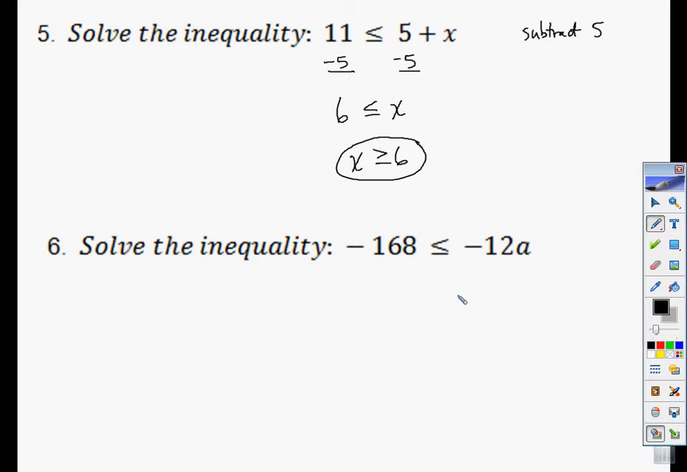All right, and our last example for objective 1, negative 168 is less than or equal to negative 12x. So I'm going to have to divide by negative 12. Oh my goodness, I'm dividing by a negative number. And remember what we do. Whenever we multiply or divide by a negative number, this inequality sign is going to change directions, okay? I'm dividing by a negative 12 on both sides. And what's going to happen when I do that?